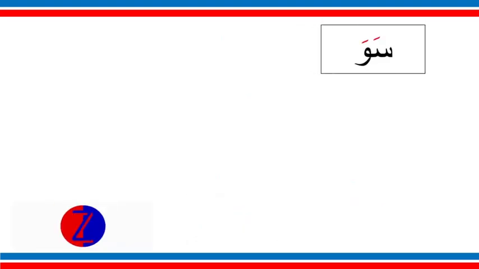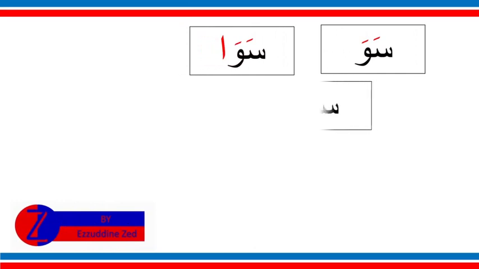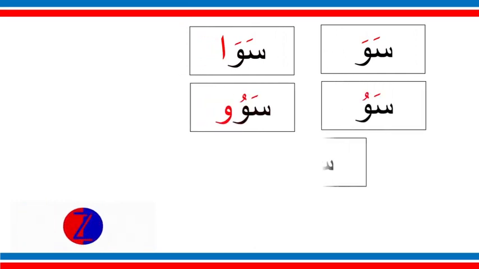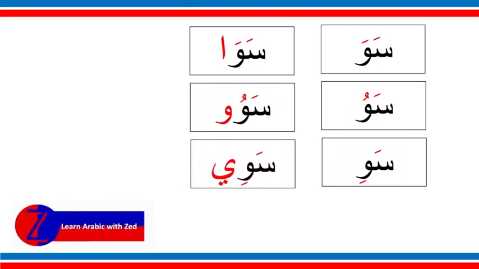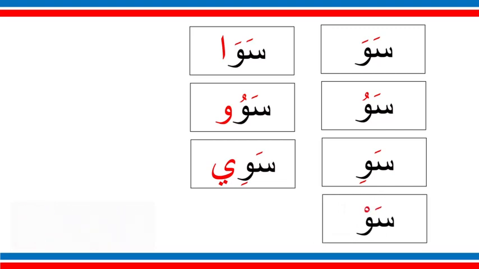Again, we are taking random letters, and don't forget to read out loud with me. Sawa, sawa, short and long. Sawu, sawu, sawi, sawi. Now, if I want to stop on wa, I don't want to put wa or wu or yi, it will be saw, saw.